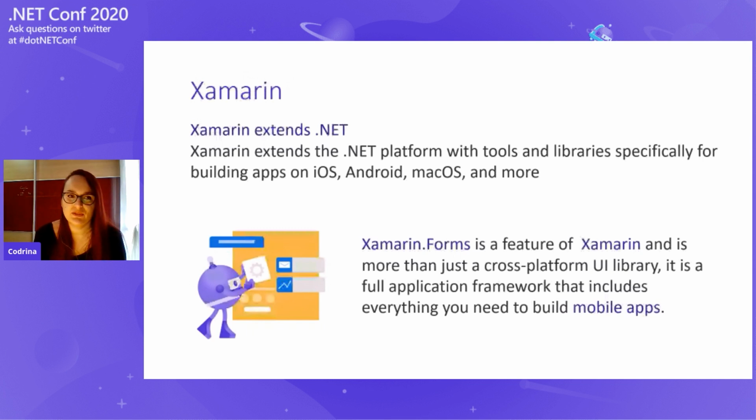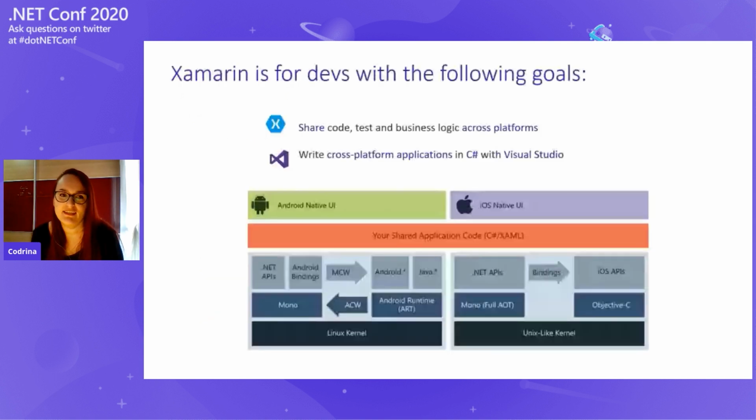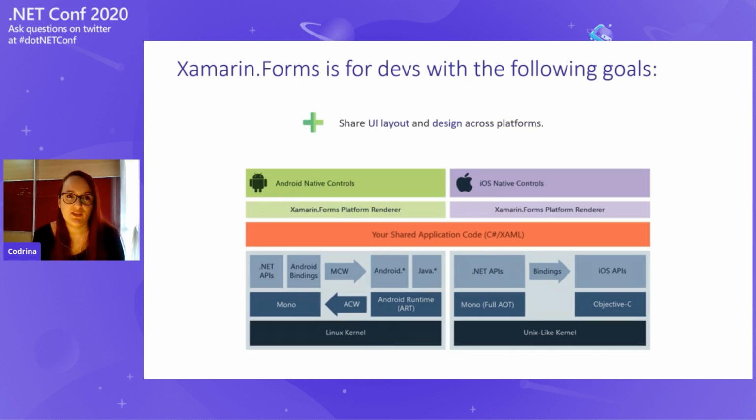Now I will go to an overview. So we have Xamarin, that is for us developers with the goal to share the code, the test, and the business logic across different platforms. And also, I mentioned that if you are a .NET developer, your main tool is also Visual Studio. So you can leverage everything you have, no matter the underlying technology. And the main importance we have with Xamarin is on code sharing. Today we will be seeing Xamarin.Forms that also has the goal to share your user interface and design across different platforms.